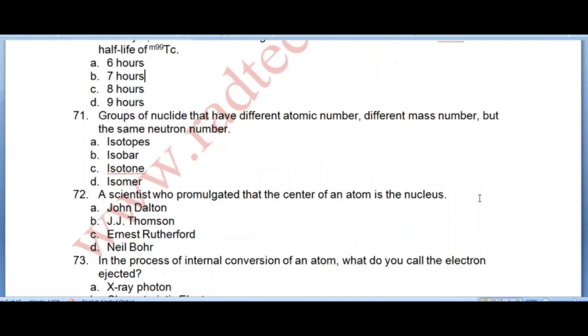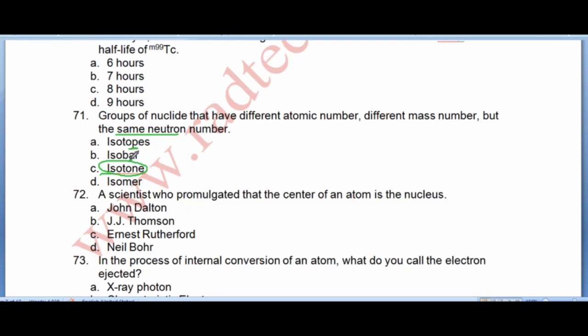Next, 71. Groups of nuclei that have different atomic number, different mass number, but the same neutron number. So, ito po yung ating keyword. Same neutron. That is letter N. So, isotone. Isotopes, same number of protons, same atomic mass, same element.